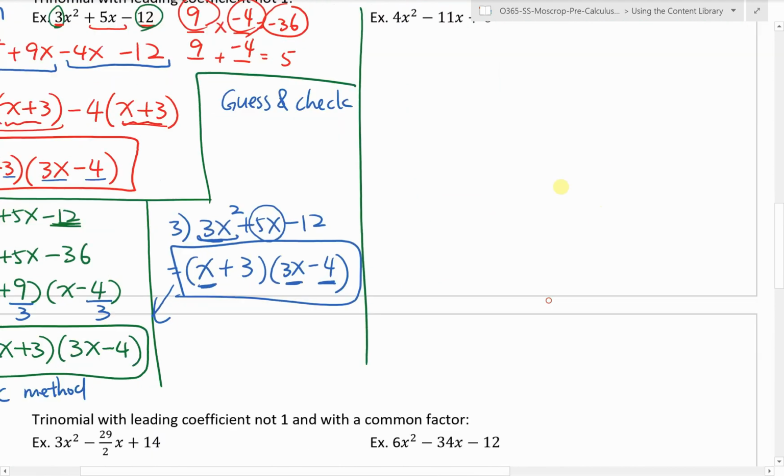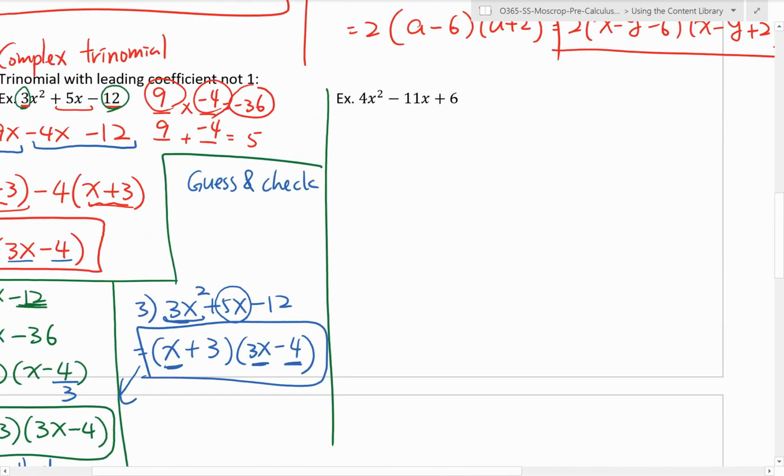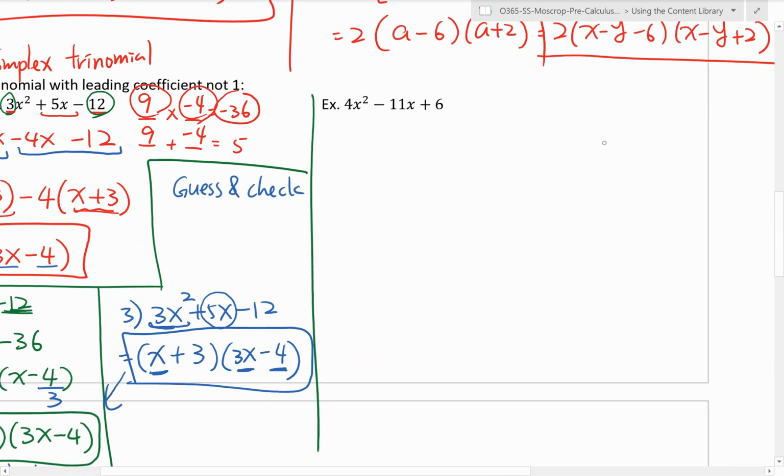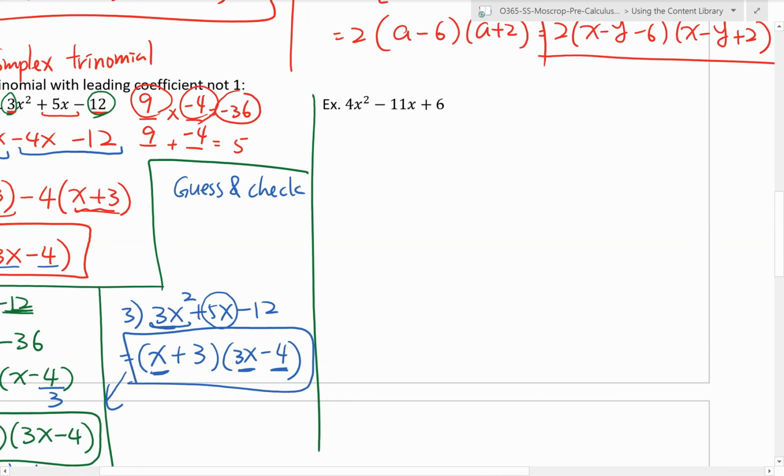There are 3 more questions here. I'm just gonna show you different methods, one method for each question. Okay, so for this one, I'm going to show you decomposition. So decomposition, again, this is decomposition.